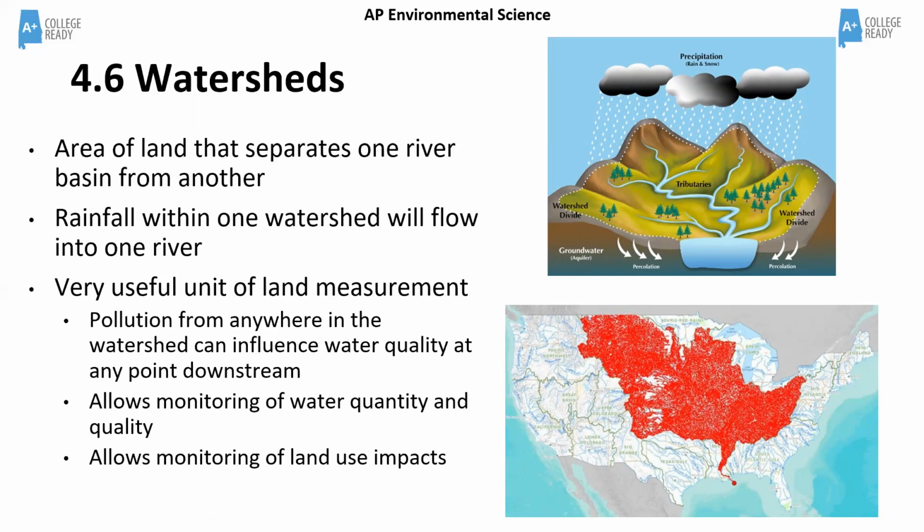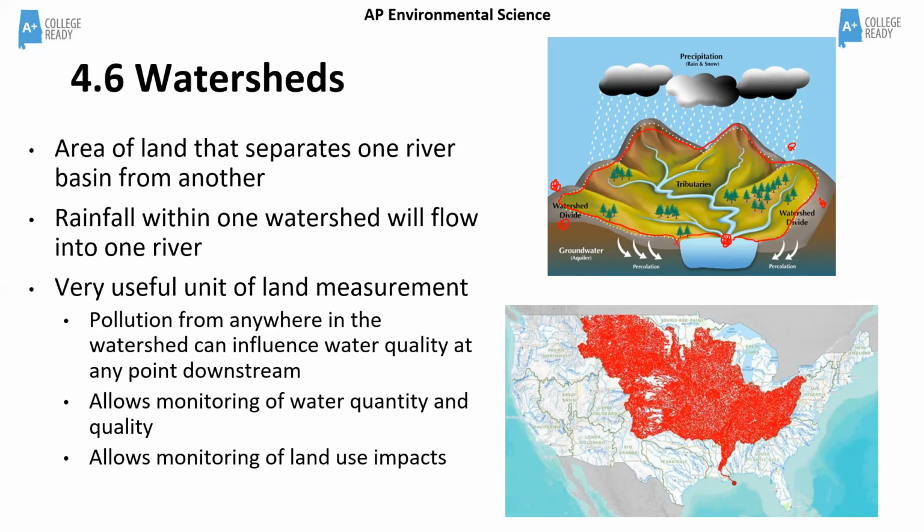So it's a very useful unit of land measurement and a good concept to use, especially when you're thinking about land use and pollution. Because if you imagine, let's say you find some really nasty pollution down here, right here at the mouth of this river. Well, where did it come from? The only thing we can conclude for sure is that it didn't come from over here, right? It couldn't have come from outside or over here or over there. It didn't come from any of those places, but it could have come from anywhere inside this line, because that is the boundary of the watershed.